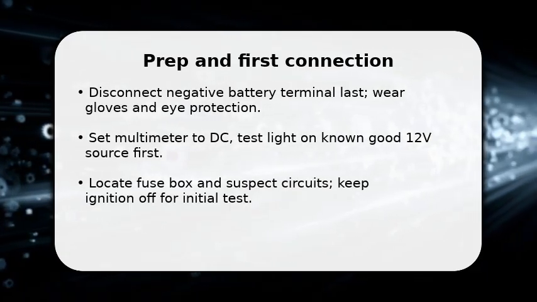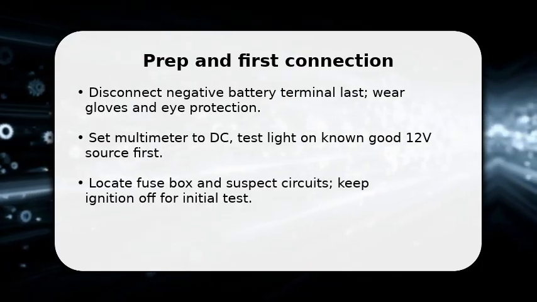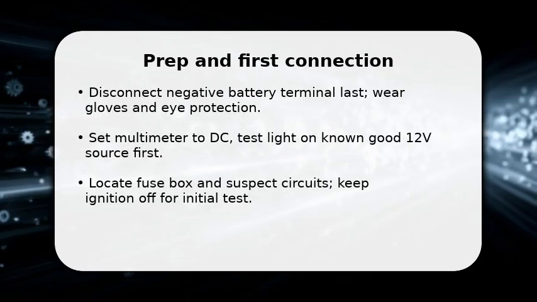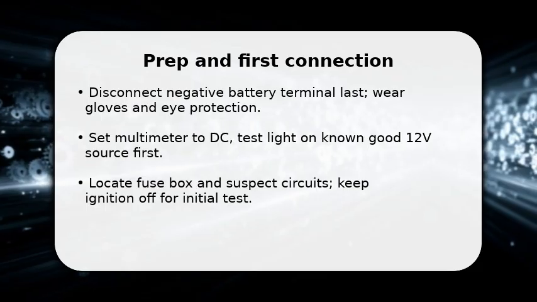You start by preparing a safe workspace and putting on eye protection. Once ready, confirm the test light works on a known 12V source so you trust its readings. Next, with the ignition off, identify the fuse box and pin down circuits you suspect are drawing power.